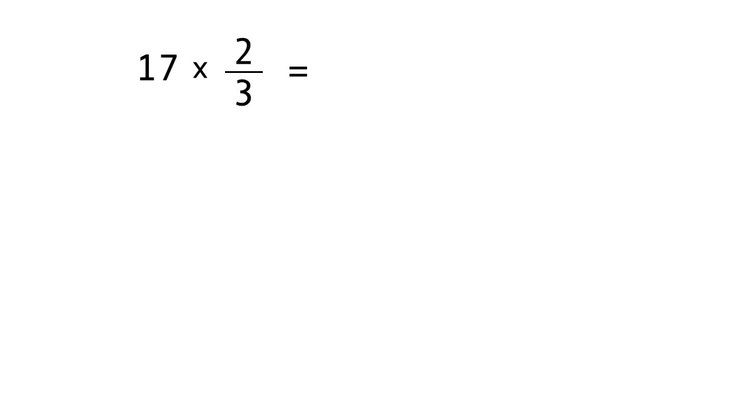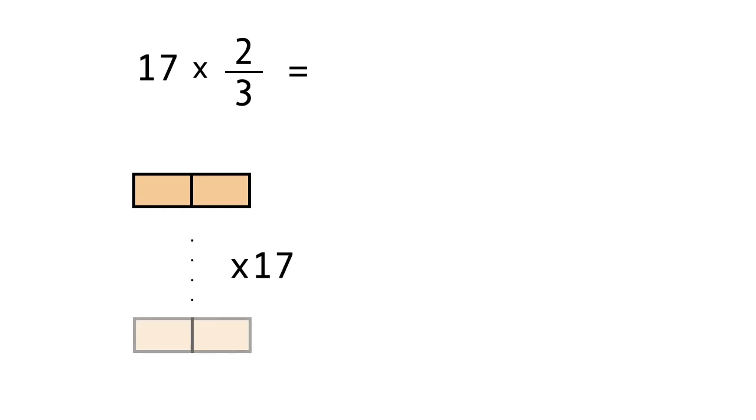How about if it was 2/3 though? So we had 17 lots of 1/3. What about 17 lots of 2/3? So we now have a numerator that's above 1. Well, here's my 2/3. And what I would do is, the image that I want to associate with this is, I want 17 lots of those 2/3.